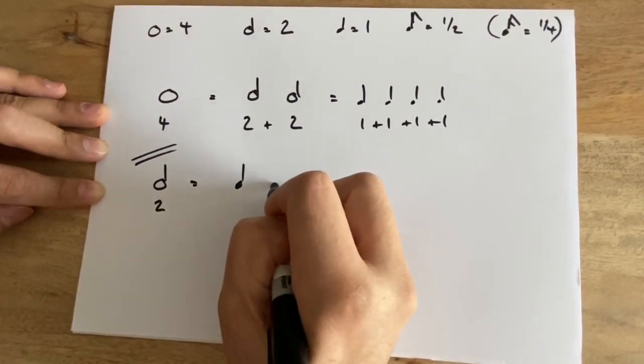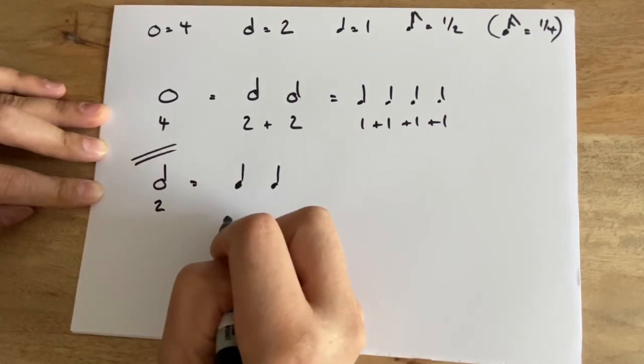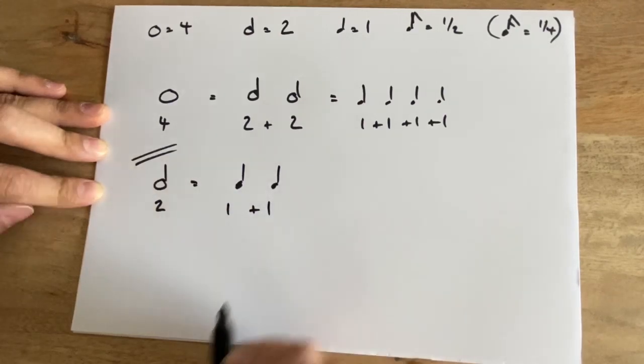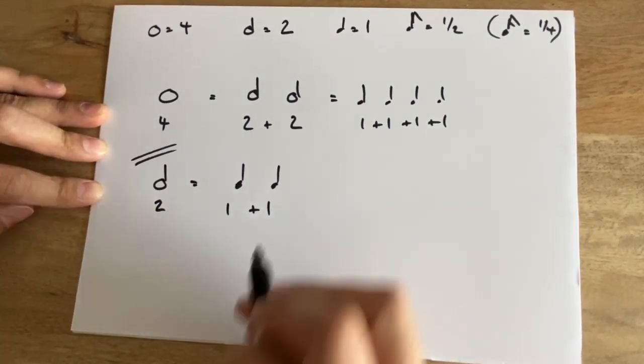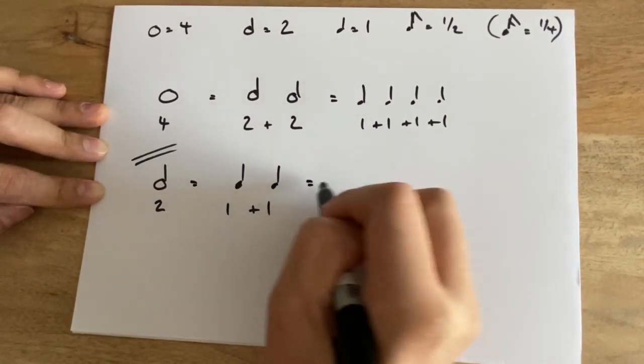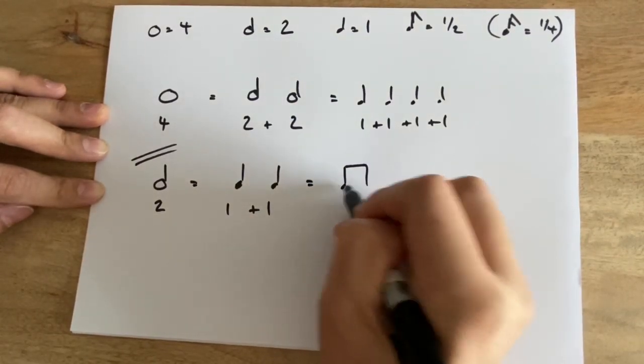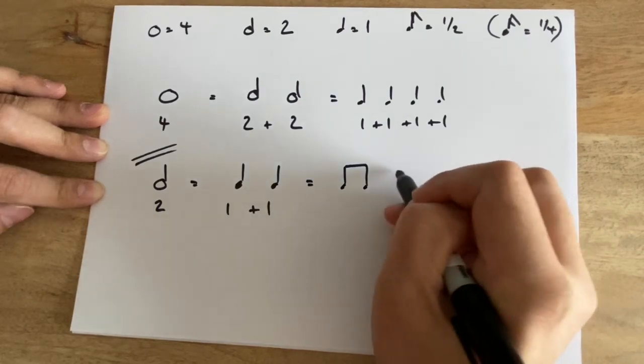So crotchets are worth 1 beat, remember? So there's going to be 2 crotchets. So a minim is worth the same as 2 crotchets, because they're worth 1 each, aren't they? 1 plus 1 equals 2. How many quavers? So we are going to have 4 quavers. 4 quavers is the same as 1 minim.